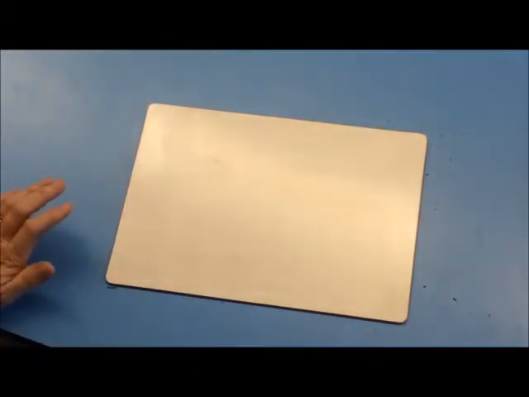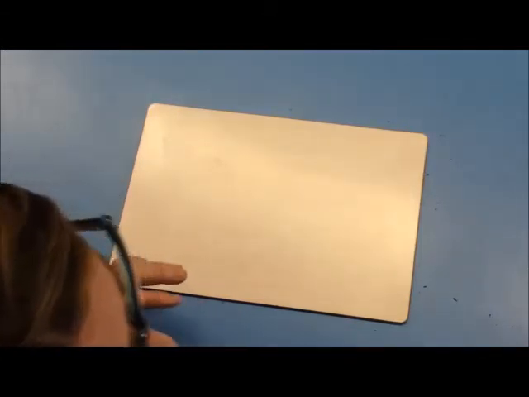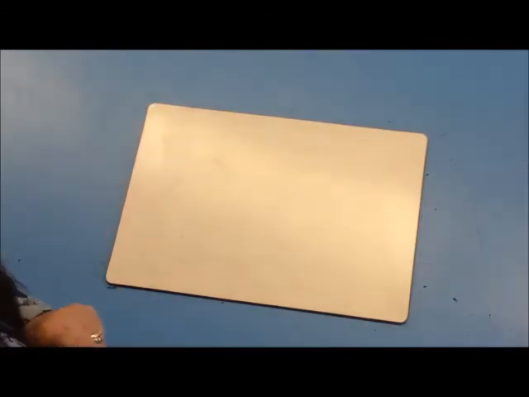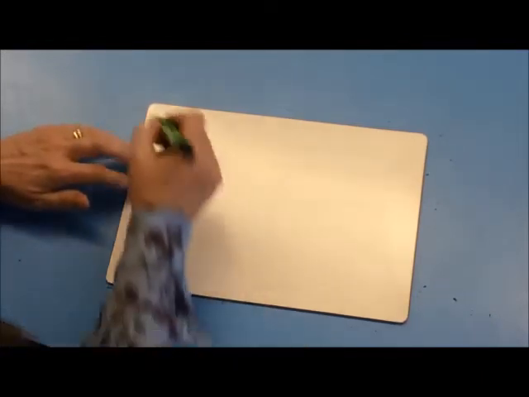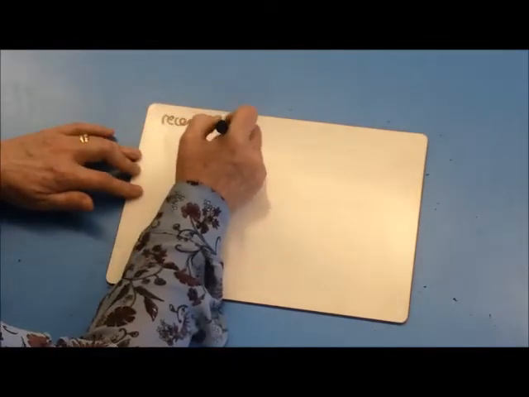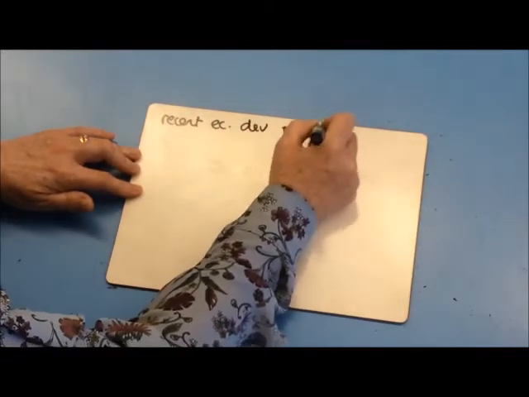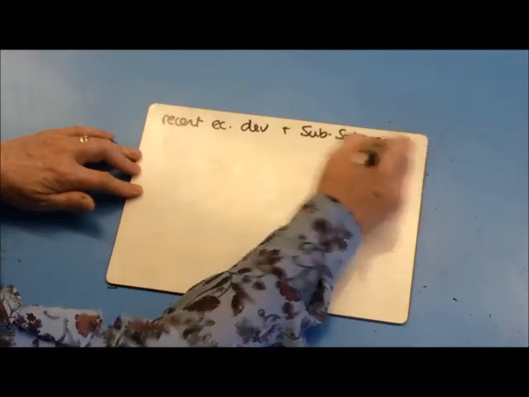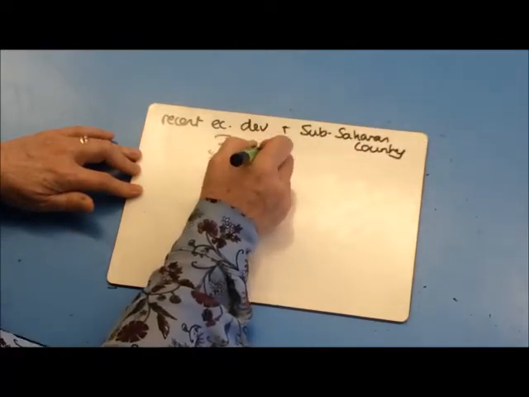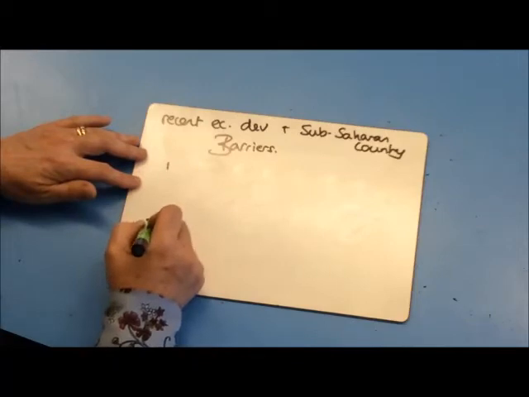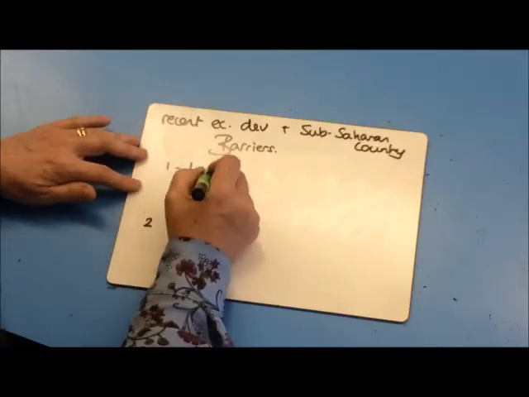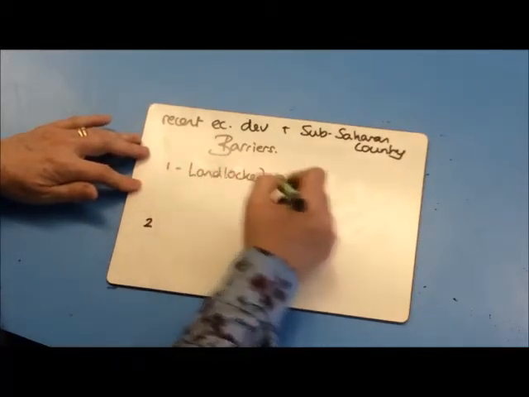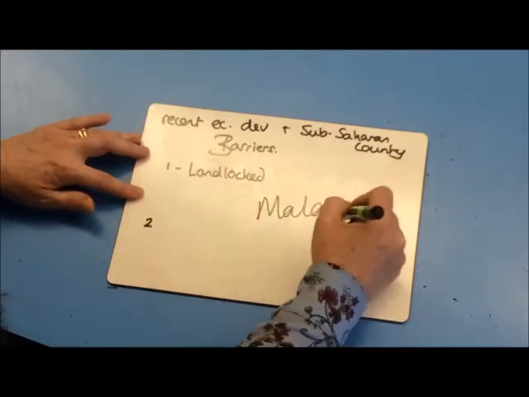So why do some countries get stuck or not develop? Be careful how they ask this. They might ask you for a named developing country in sub-Saharan Africa, describe its recent economic development. Or they might be really clear and mention something about the barriers to development. And most of you are really secure on this. There are 2 main barriers. One is being landlocked, and you should be thinking about Malawi.